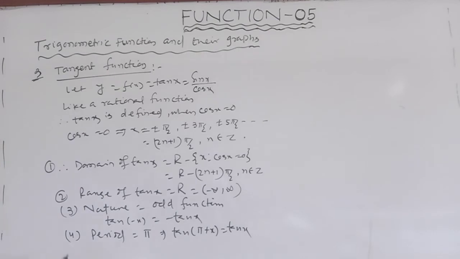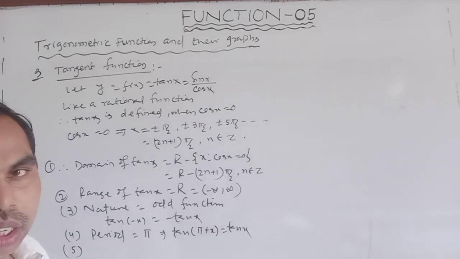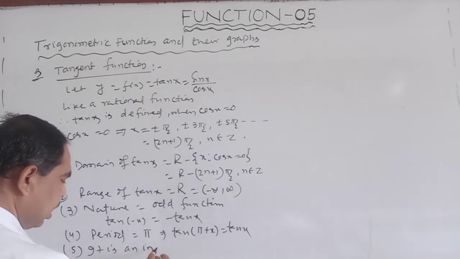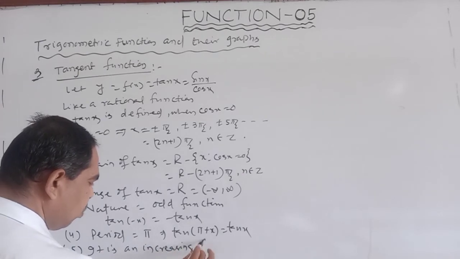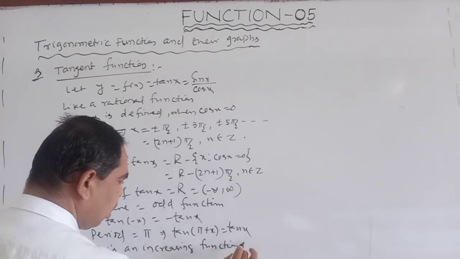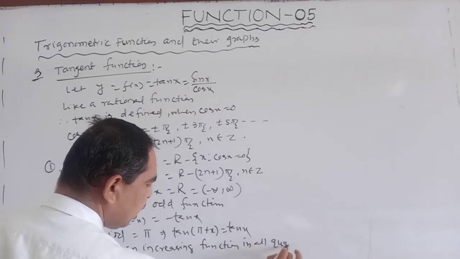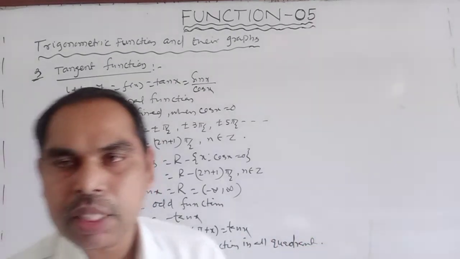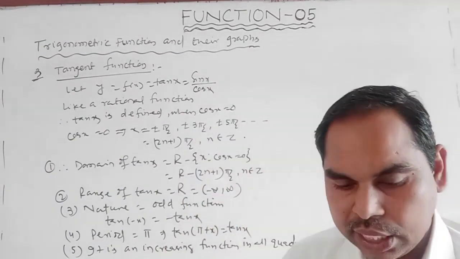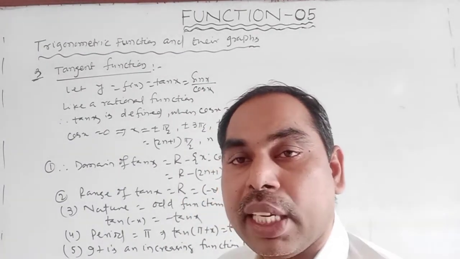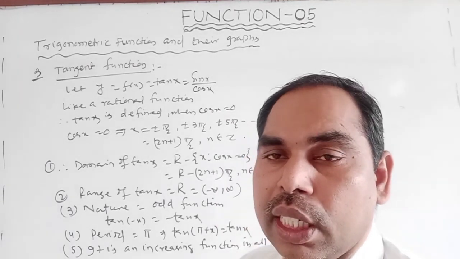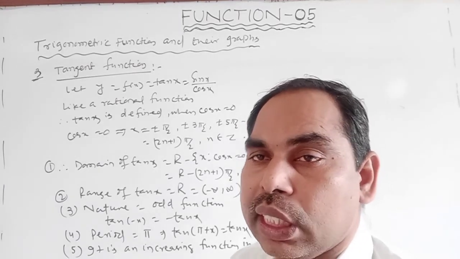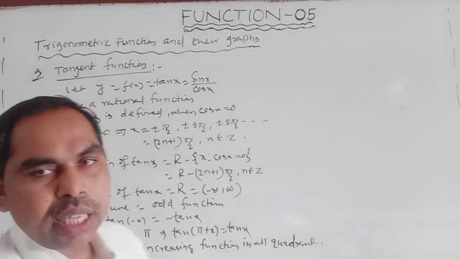Fifth, it is an increasing function in all quadrants. Means in the first quadrant it increases from 0 to infinity. In the second quadrant it also increases from minus infinity to 0. In the third quadrant it increases from 0 to infinity. In the fourth quadrant it increases from minus infinity to 0. So hence it is everywhere increasing.